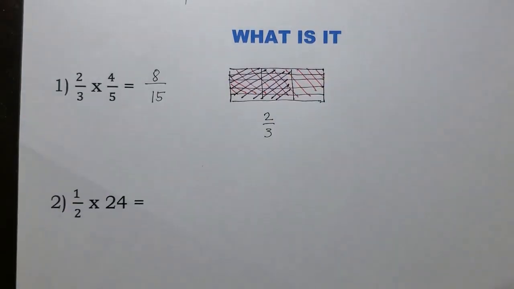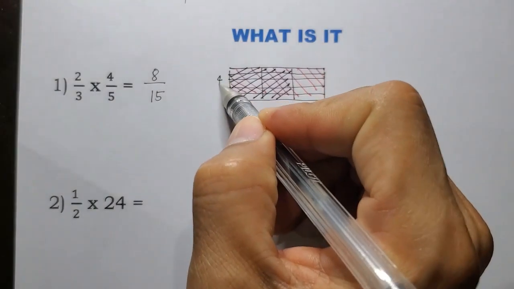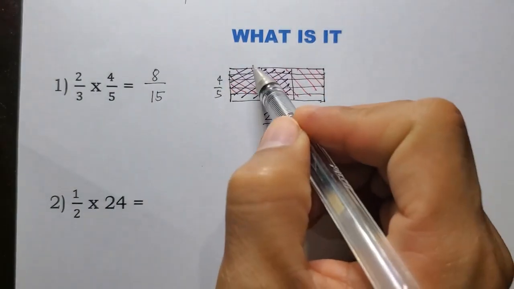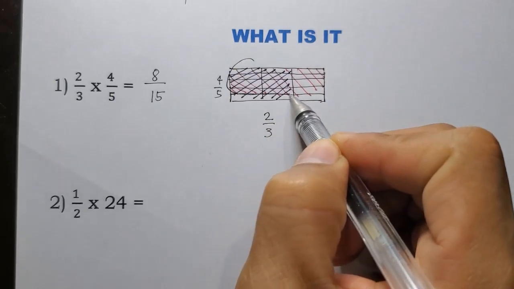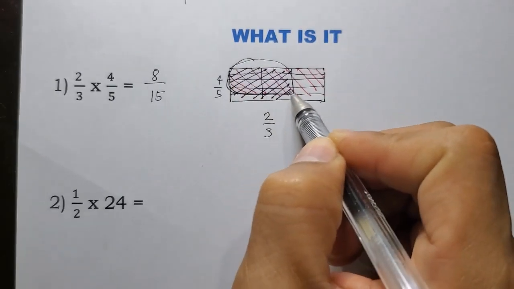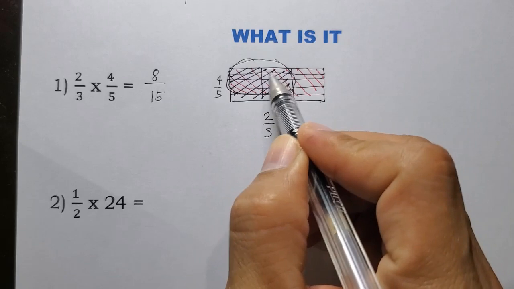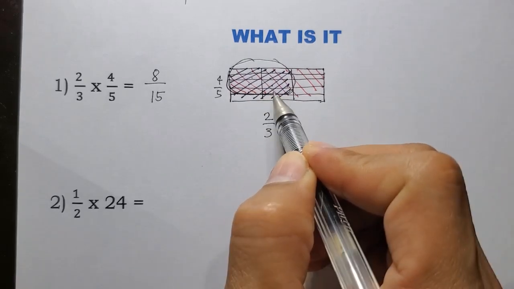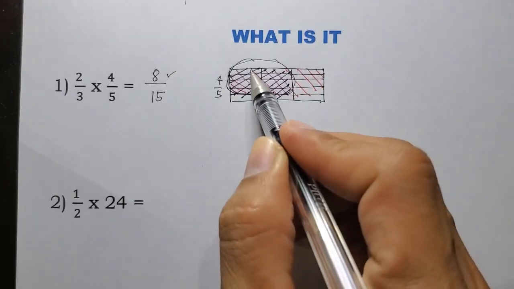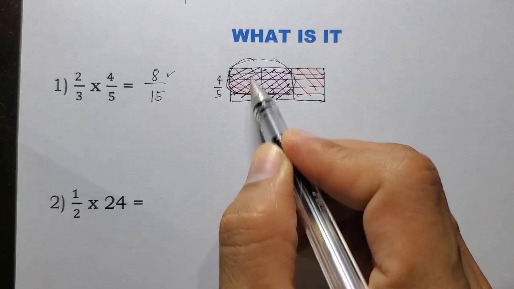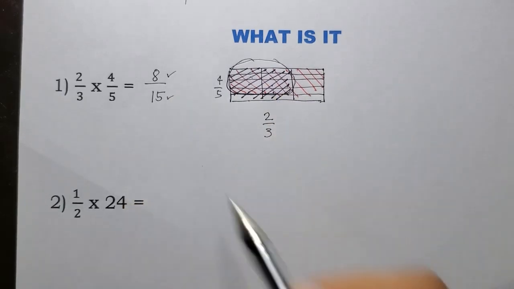And if you notice here, these are the regions shaded twice. And this region is composed of 1, 2, 3, 4, 5, 6, 7, 8 parts out of 1, 2, 3, 4, 5, 10, 15. 8 out of 15. So that's 8/15.